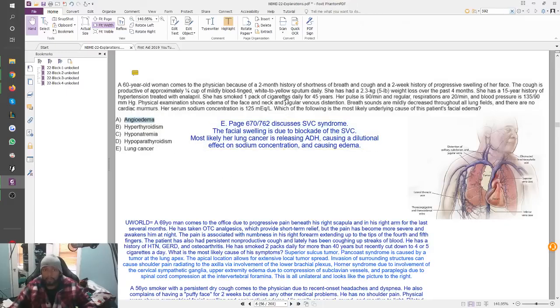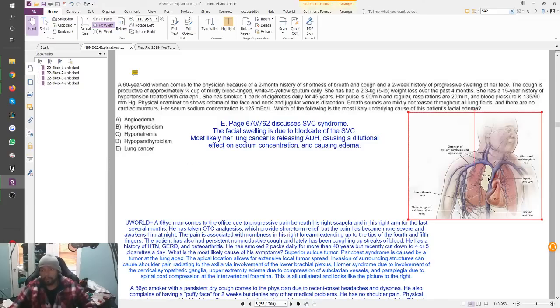Definitely not angioedema. She's been taking enalapril for a long time. If the enalapril was going to be a problem, it would have happened in the first few months. Hyperthyroidism is just weird. Hyponatremia and hypoparathyroidism just don't fit. Hyponatremia does not cause edema. Okay, the other way around. Hypernatremia can cause edema.